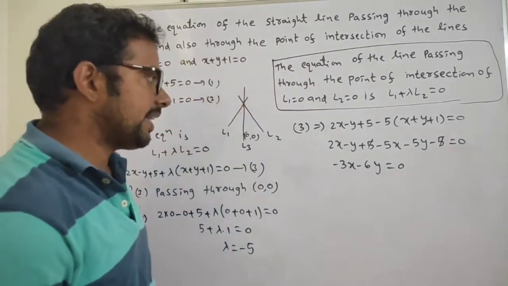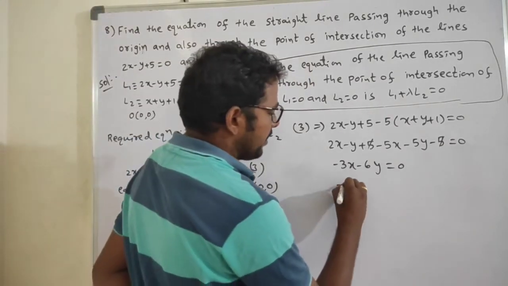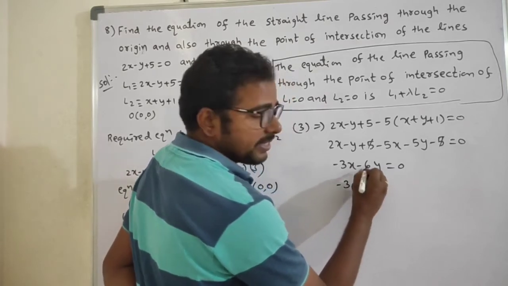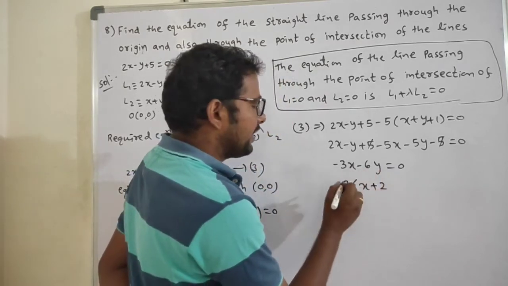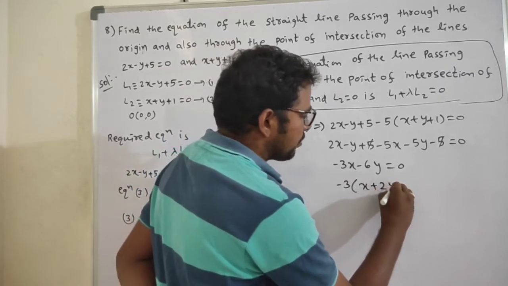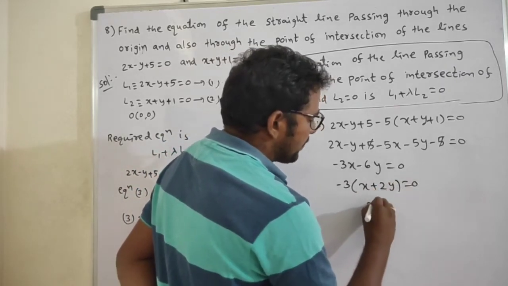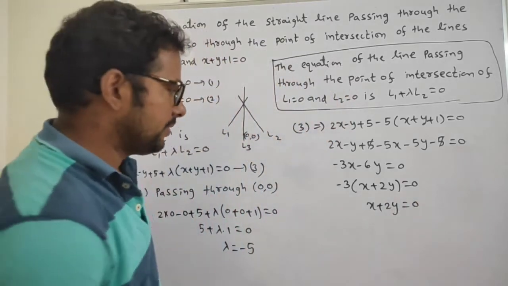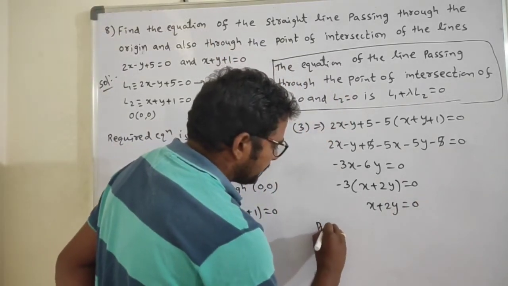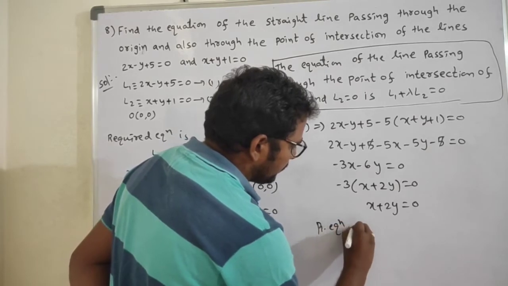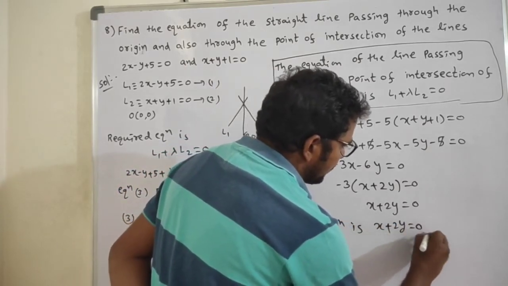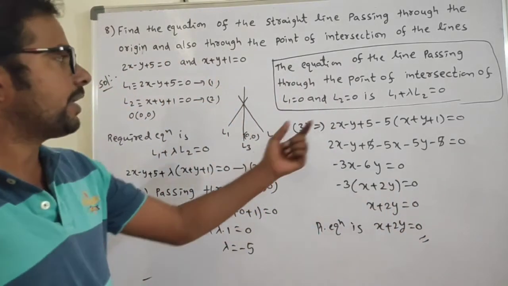So what is common? Take out minus 3 common. Minus 3 common, remaining plus x, plus 2, because if I take 3 common, 2 remains only: 2y equals 0. So x plus 2y is equal to 0. This is the required equation. Required equation is x plus 2y is equal to 0. This is a very important formula.